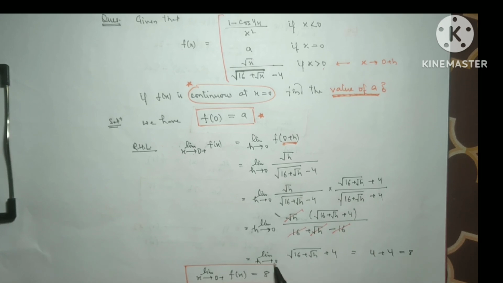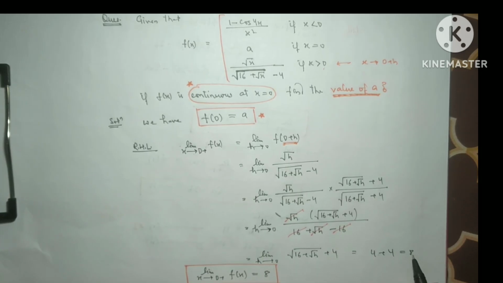And when the limit is 0, we put h as 0, so root 16 is 4, and this is plus 4, so 4 plus 4 is 8. It means the right hand limit of the function is 8.